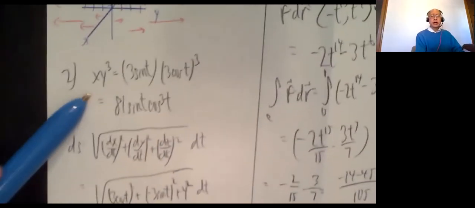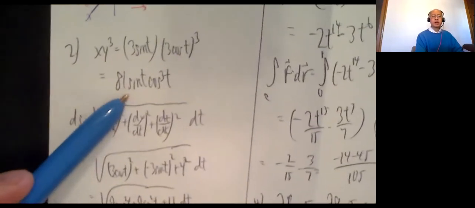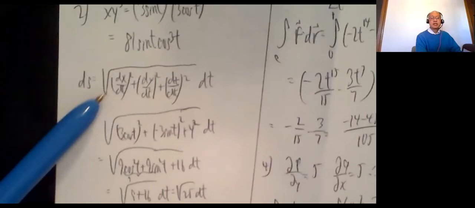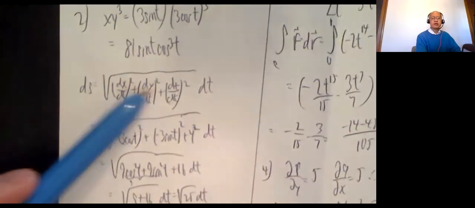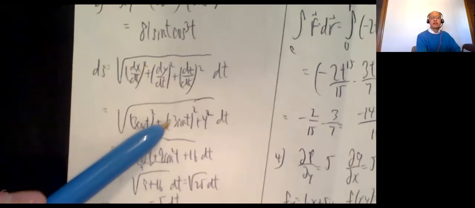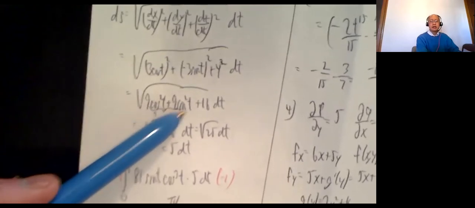Okay, number 2, xy cubed. There's x, there's y cubed. 81 sine t cosine cube t. I need ds, which is the square root of dx dt squared plus dy dt squared plus dz dt squared, dt. 3 cosine t squared, negative 3 sine t squared plus 4 squared. 9 cosine squared t plus 9 sine squared t, that's 9. 9 plus 16 is 25. Square root of 25 is 5, so it's 5 dt.